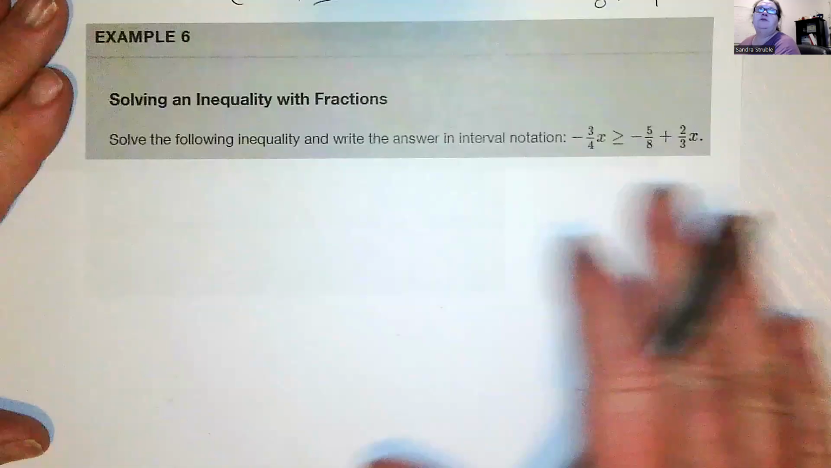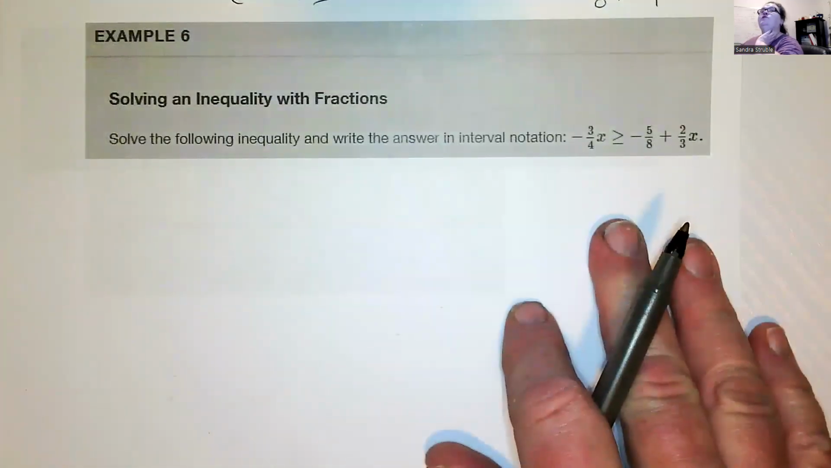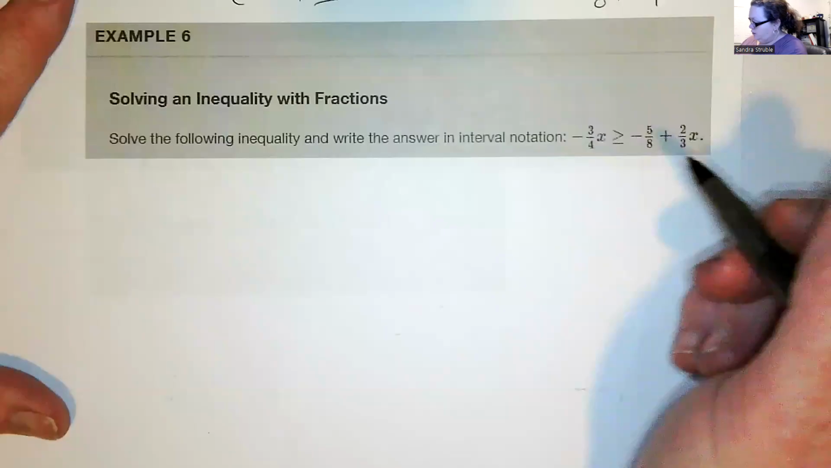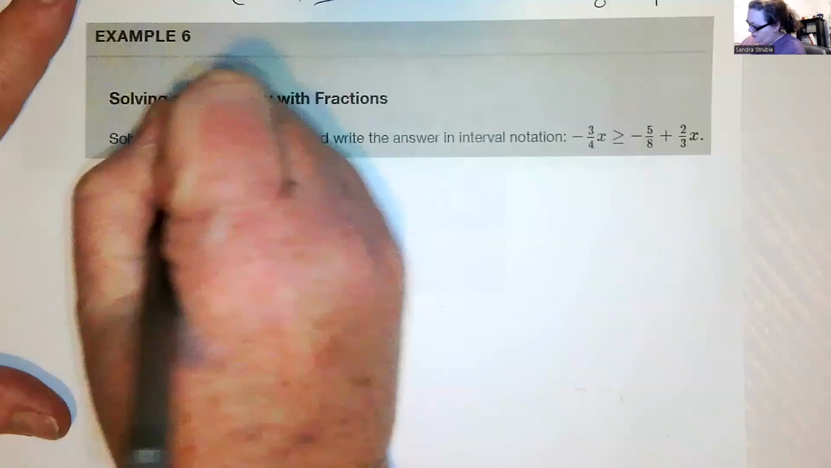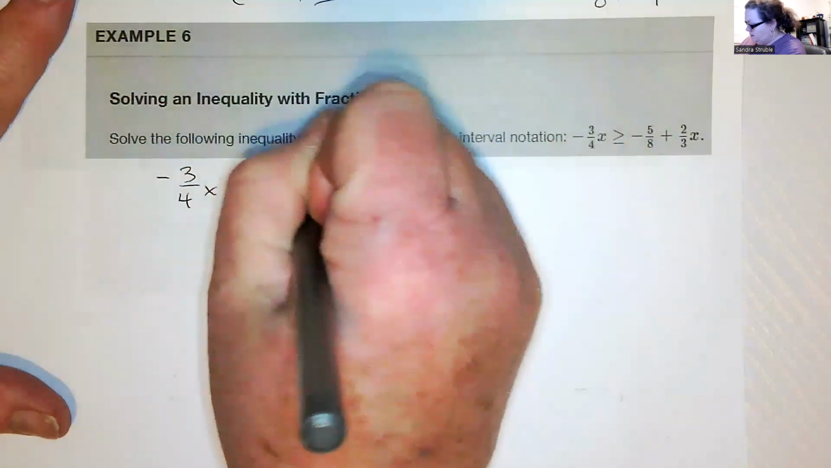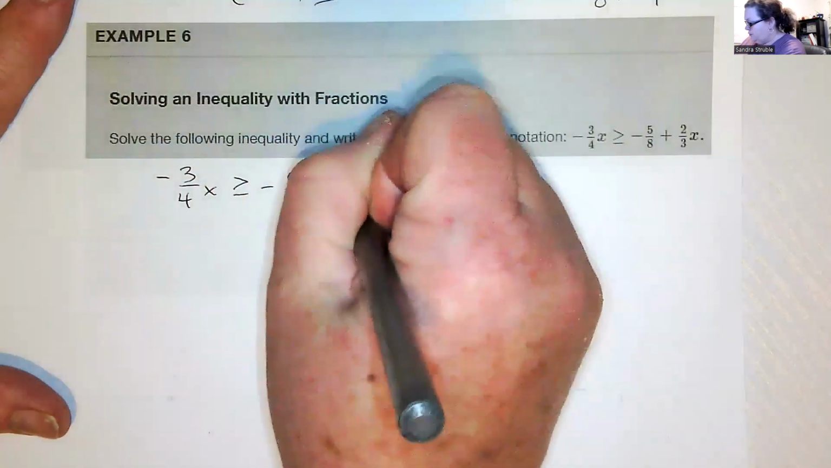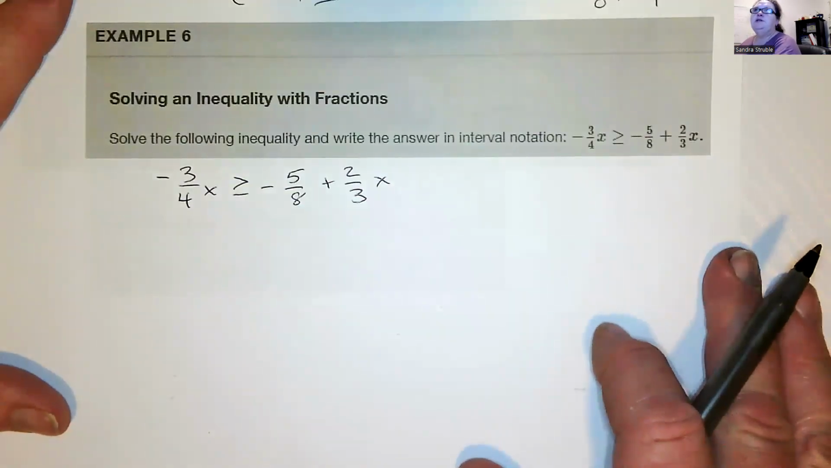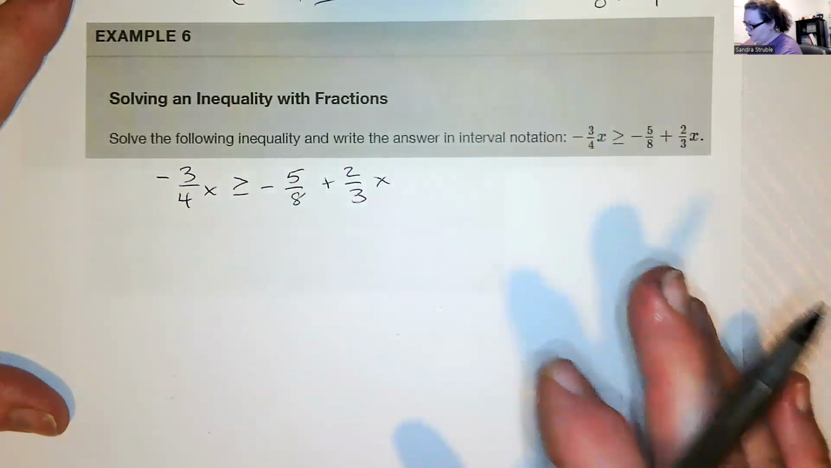All right. Solve the inequality and write the answer in interval notation. All right, so I'm going to start off. I'm just going to rewrite this just to make it a little bit easier to see. Greater than or equal to negative 5/8 plus 2/3 x. So the first thing I'm going to do is go through and get rid of the fractions, since I know you all love them dearly.